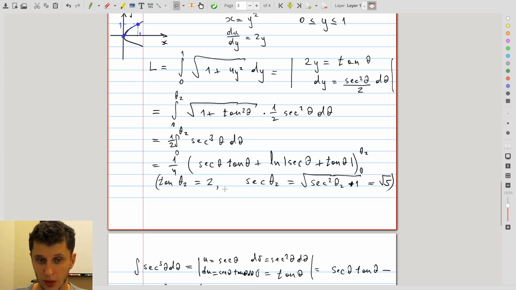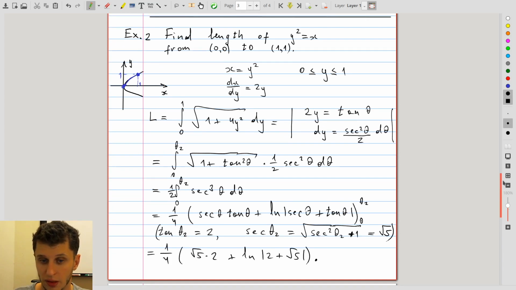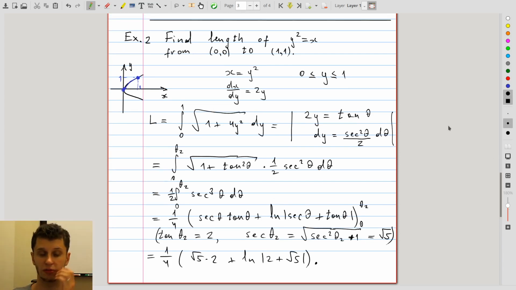And hooray, I win. I have 0 for the entire lower bound, and I have 1/4, let's see, square root 5 times 2 plus log of 2 plus square root 5 for the upper bound. And this completes the evaluation of the arc length for this curve here.